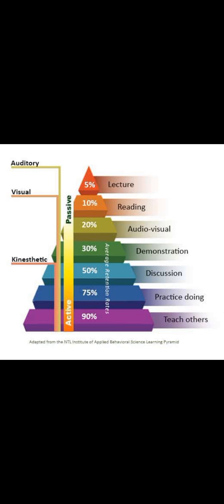The learning pyramid method has two kinds: passive learning methods and active learning methods. So you see the picture. Lecture, reading, audio-visual, and demonstration are passive learning methods, and group discussion, practical drawing, and teaching others are active learning methods.